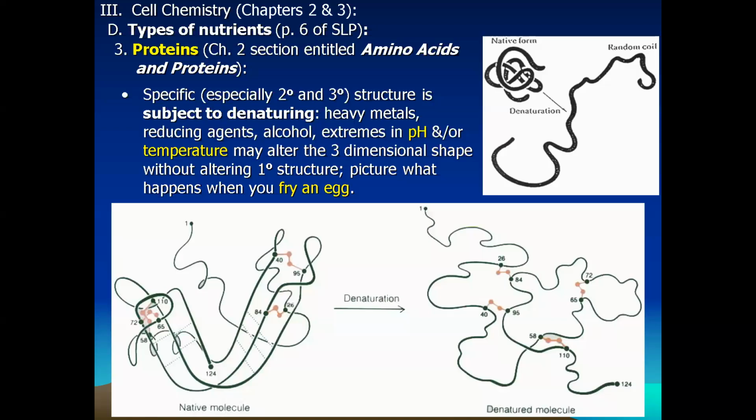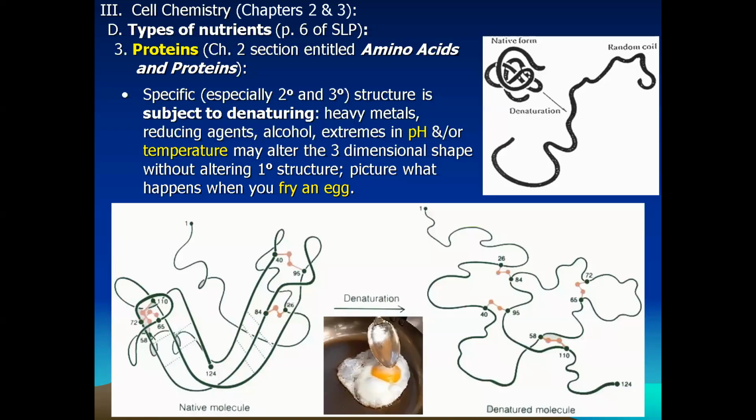But the best way to understand the permanence of this change is frying an egg. So you get the egg out of the fridge and it looks like this runny snot thing. You fry it in the pan and it becomes kind of more of a solid, rubbery thing. Well, that's because you gave it an extreme of temperature. That's what denatured the albumin in your egg.